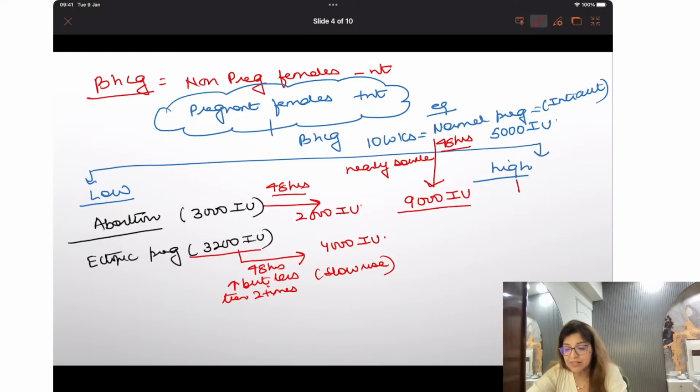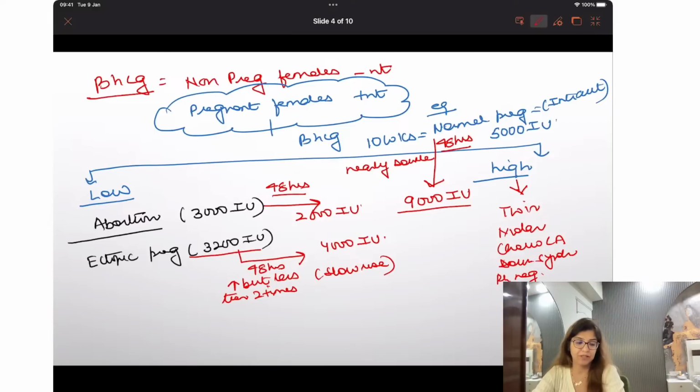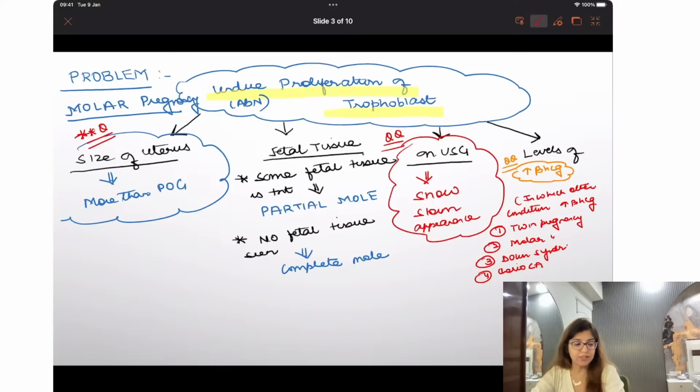हाँ, high levels किस में मिलते हैं? Just now I told you. High levels मिलते हैं twin pregnancy में, high levels मिलते हैं molar pregnancy में, high levels मिलते हैं choriocarcinoma में, high levels मिलते हैं Down syndrome में, high levels मिलते हैं RH negative pregnancy में. Clear? Okay. So this is what I wanted to tell you.